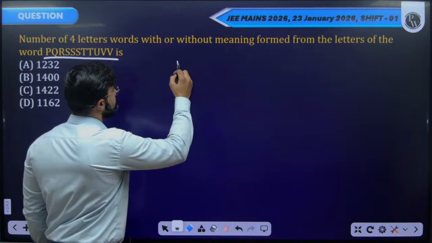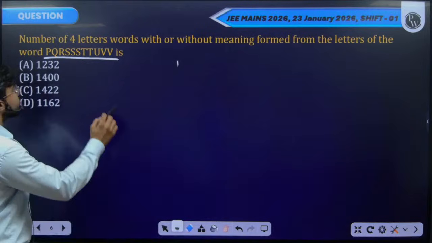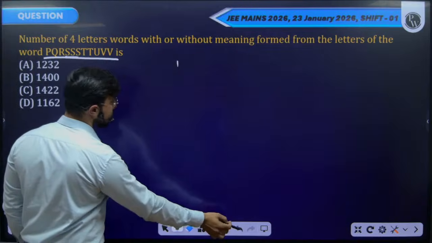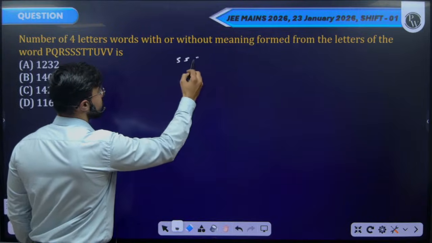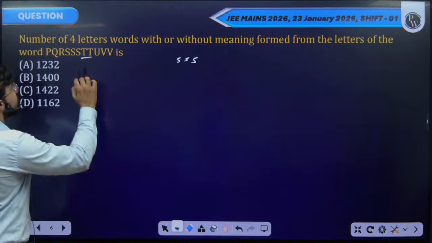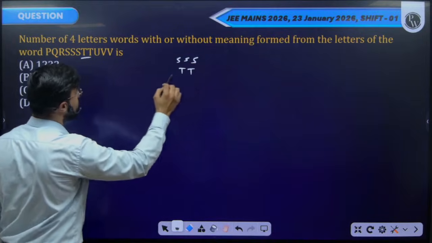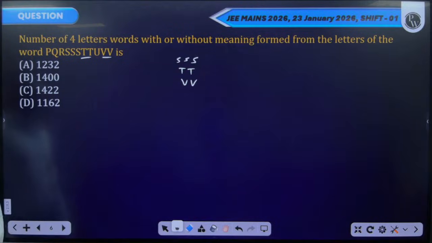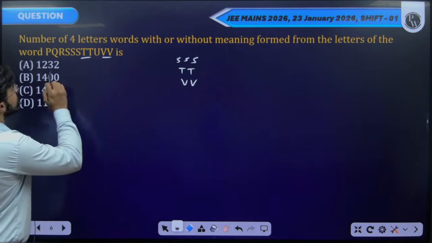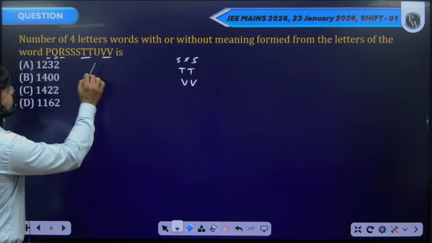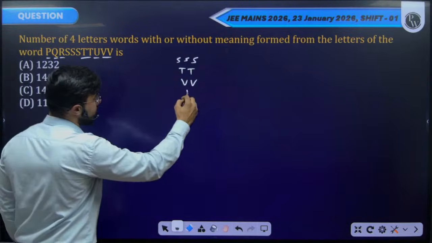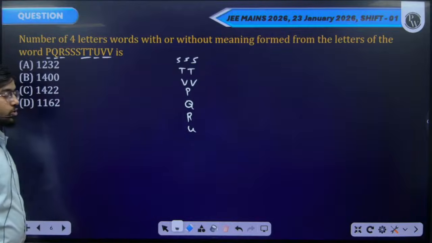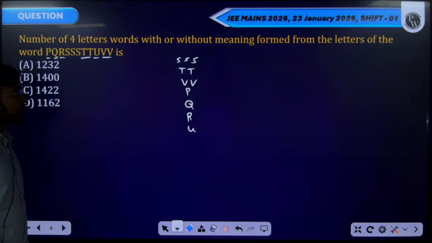See, first make pairs of similar letters. How many similar letters do we have? 3 S we have, S, S, S. 2 T we have, T, T. 2 V we have, V and V. Now the different letters are P, Q, R and U. So P, Q, R and U, this is 4 different letters we have.